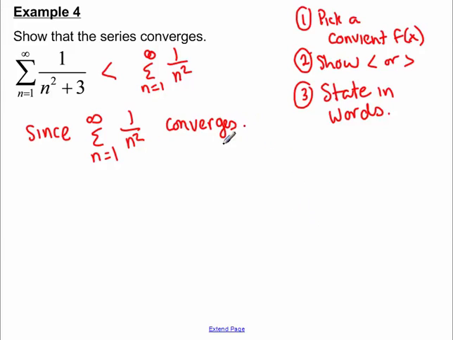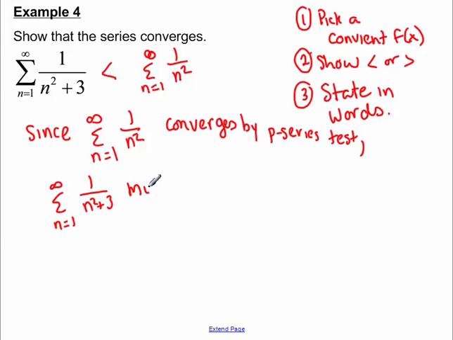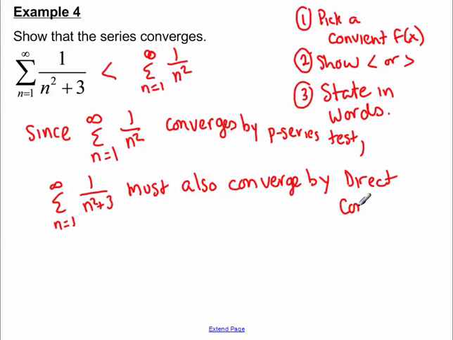Now why does that converge? This converges by the test we just did, our p-series test, because our exponent's greater than 1. And since this function is bigger than that function, this is going to some value, so it's forcing this one to go to that value also. So this must also converge by the direct comparison test.